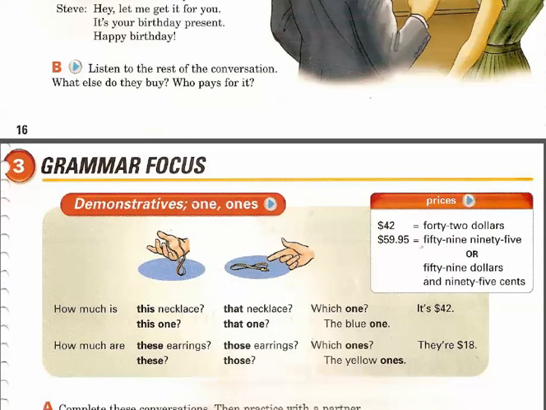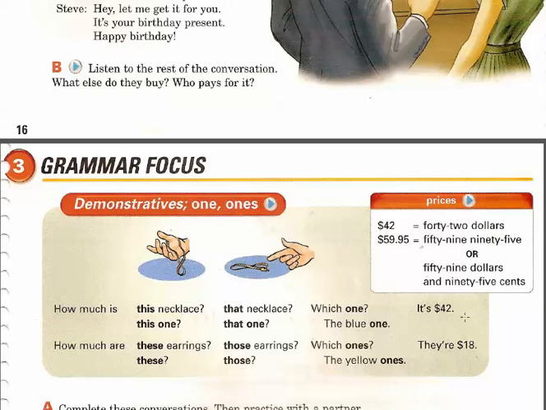Here, demonstratives with one and ones. How much is this necklace? As you saw in the picture, the necklace is very near to him, so he used this necklace. We can delete necklace and put one instead. We can say, how much is this one? If the necklace is far, like in the second picture, we can say that necklace or that one. Which one? The blue one.